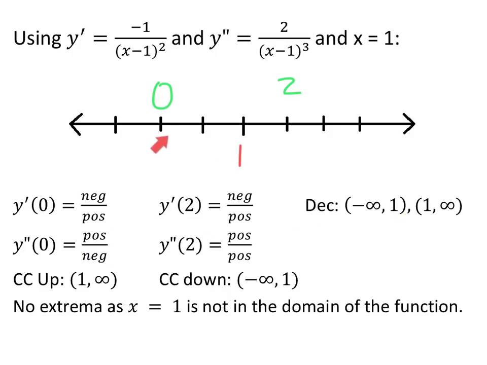The second derivative, at 0, I'll have 2 over -1 cubed, so that's positive over negative. At 2, 2 minus 1 is 1. 1 cubed is positive. That's positive over positive. So I'm concave up on the right. Concave down on the left. No extrema, because x equals 1 is not in the domain. It's not in the domain of the function, so it can't be an extreme value.